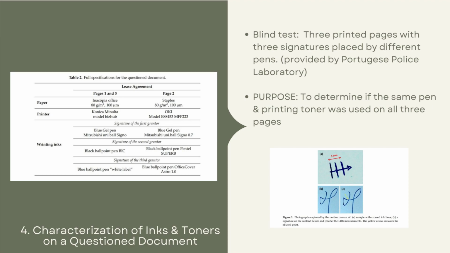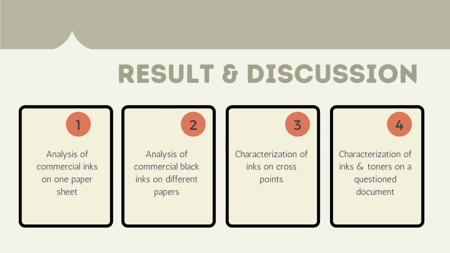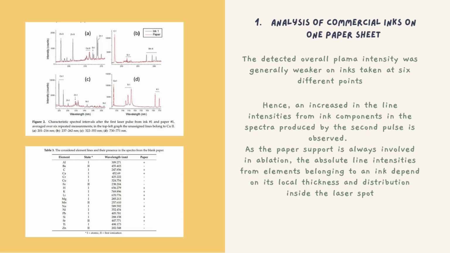The toner were probed at 6 points by carefully choosing the sampling points in order to minimize the visibility of the laser. Analysis of commercial inks on a piece of paper. The spectra shown is taken from the first black ink and the blank paper.